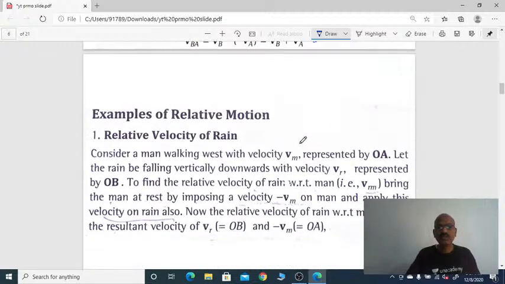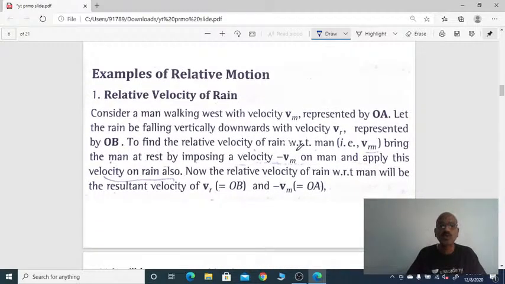Now let us come to examples of relative motion. Right? First let us see relative velocity of rain. Suppose the man is moving towards the east direction, this is the velocity of man. Rain is falling vertically. This is the velocity of rain. Right? So, what is the relative velocity of man with respect to rain?